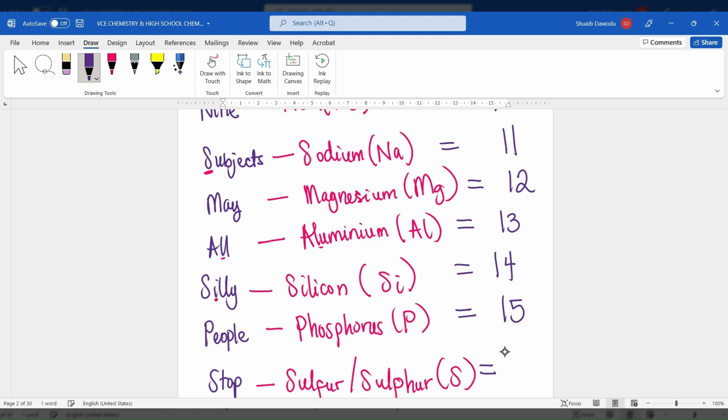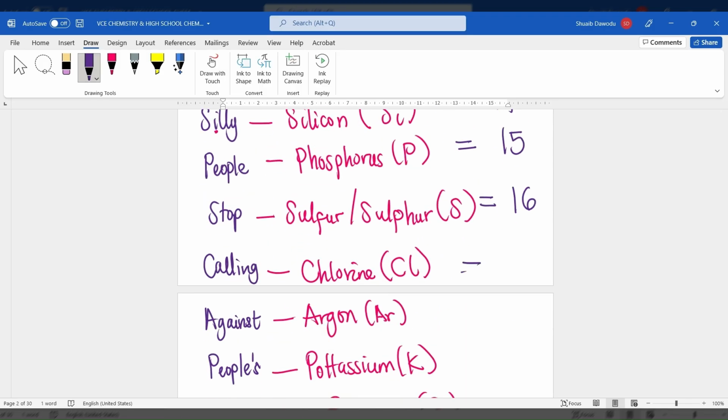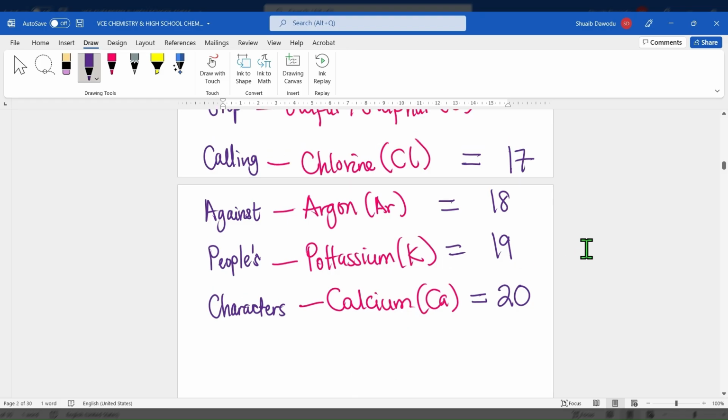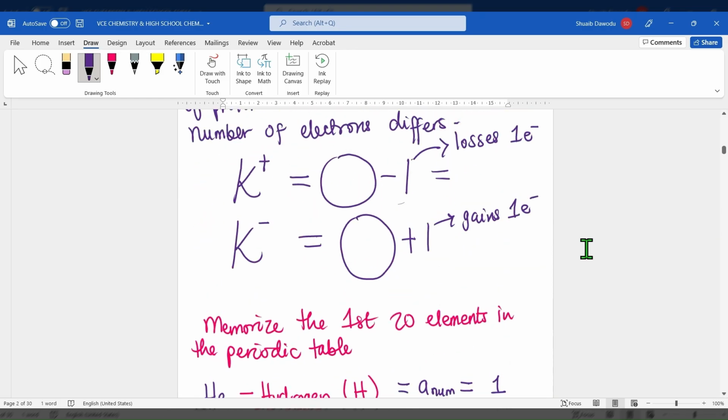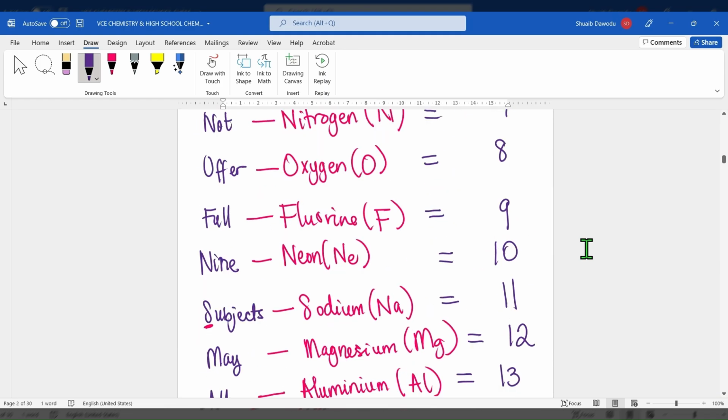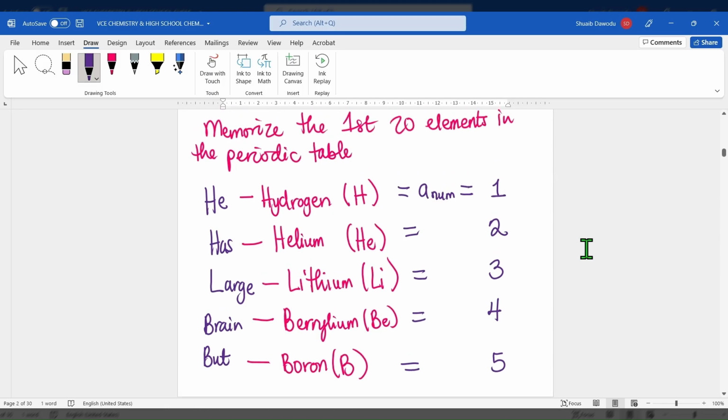Atomic number, the number of protons as well as the number of electrons, is 16 for sulfur. Atomic number for chlorine is 17. Atomic number for argon is 18. Atomic number for potassium is 19. Atomic number for calcium is 20. So this is basically the question, right? This is basically all of the atomic numbers. And don't forget, all this that I've put, hydrogen down to calcium, they are all atoms. So expect that the number of protons, the atomic number, and the number of electrons will be the same.